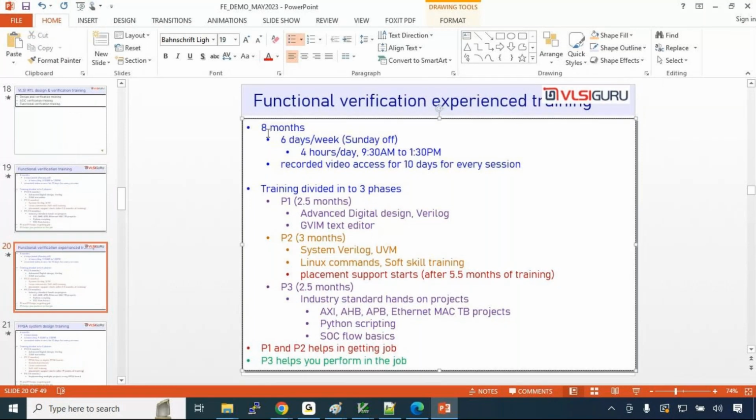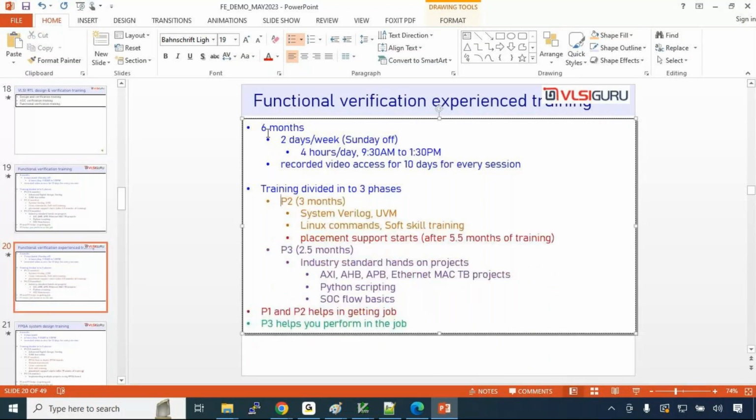The experienced course will roughly go for 6 months duration, 6 to 6.5 months. Mostly it's a 2 days per week course. I'm assuming experienced means someone is a working professional. So there, phase one directly starts with SystemVerilog and UVM. That means this itself is not there. Only thing is it goes for 4 months.